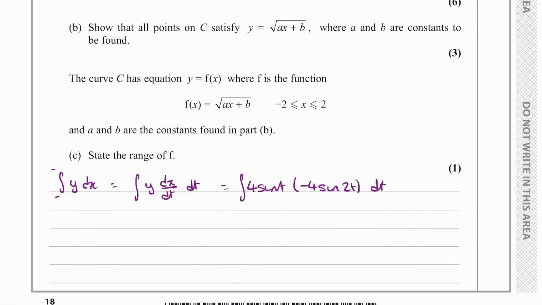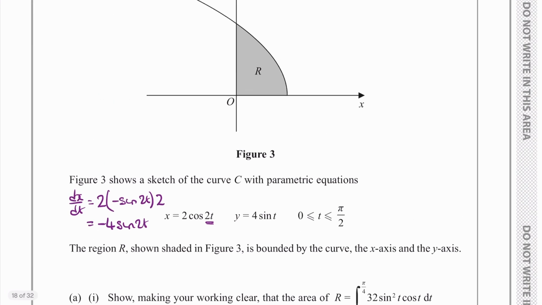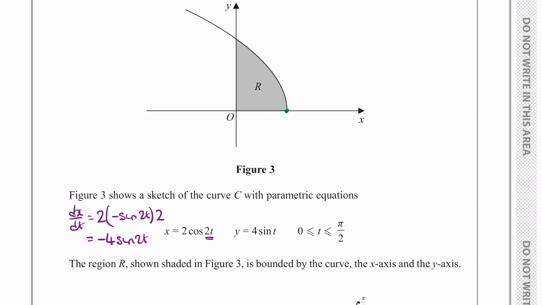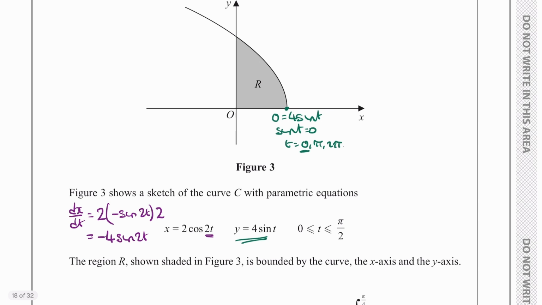But now we need to work out our limits for t. If we go back to the graph, we can see at this point that y equals 0. So we can take this from here. 0 will be 4 sine t. So sine t will equal 0, which means t will equal 0, pi, 2 pi, or so on. But within our range, 0 is the only valid solution. So at this point, t equals 0.